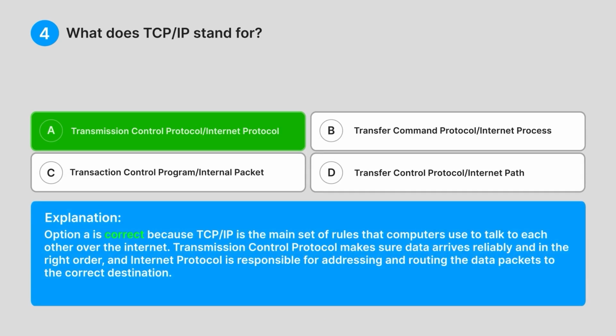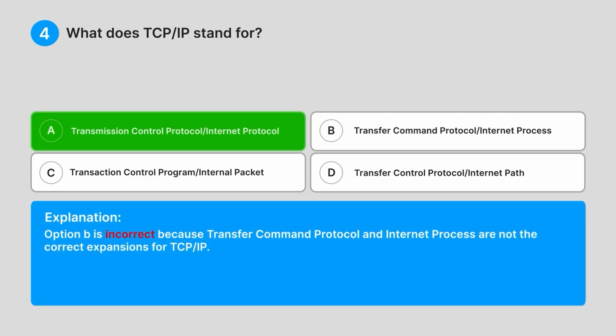Explanation. Option A is correct because TCP/IP is the main set of rules that computers use to talk to each other over the internet. Transmission Control Protocol makes sure data arrives reliably and in the right order. An internet protocol is responsible for addressing and routing the data packets to the correct destination.